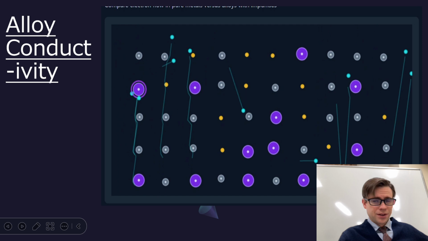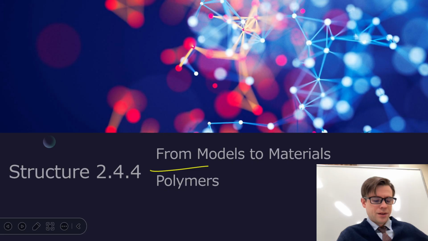So I think that brings us to the end of alloys. There's not really much, just review the key points that I discussed: why they are stronger, and why there are differences in conductivity. So then we get to 2.4.4. We'll also talk about polymers today. We have some more time, so let's get into this.